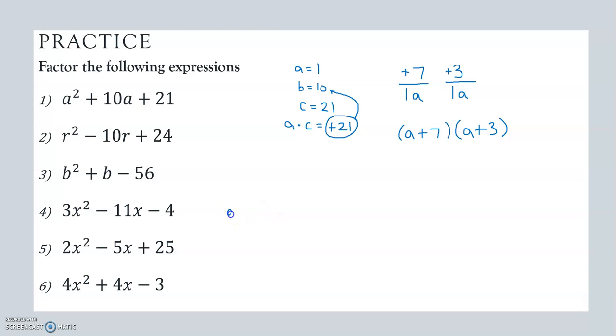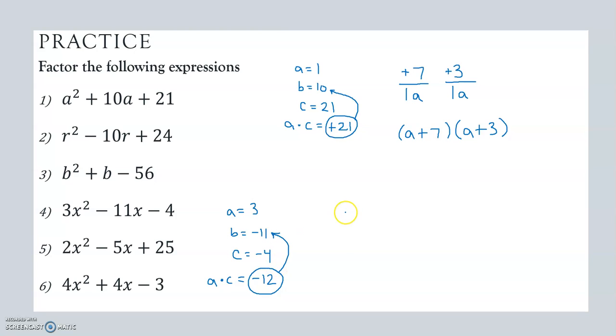Now number 4, I have a. My a term is positive 3. My b term is negative 11. My c term is negative 4. A times c is going to be negative 12 because positive 3 times negative 4 is negative 12. So I want to find factors of negative 12 that multiply together to get negative 12 but add together to get negative 11. Factors of 12 are 1 and 12, 2 and 6, and 3 and 4.